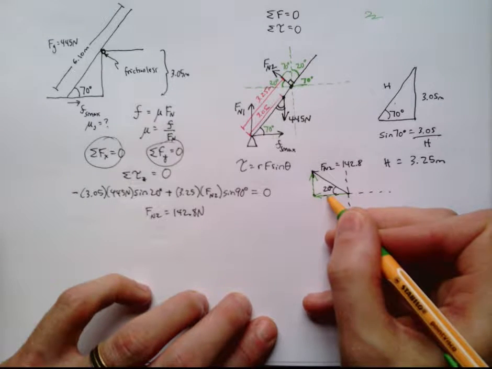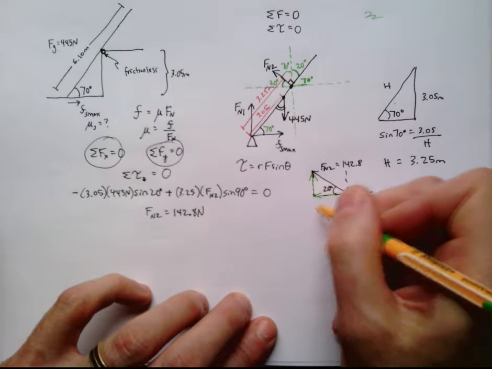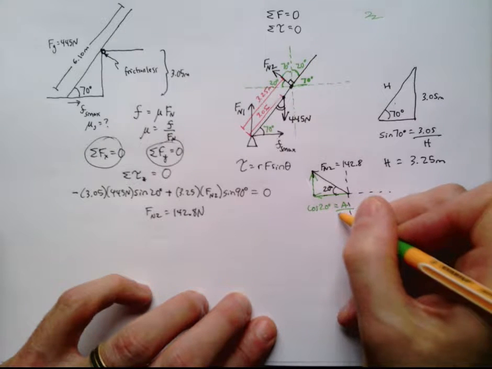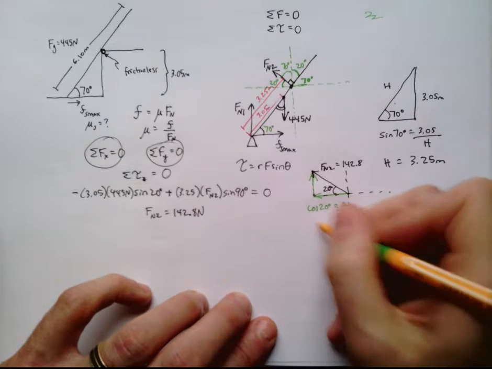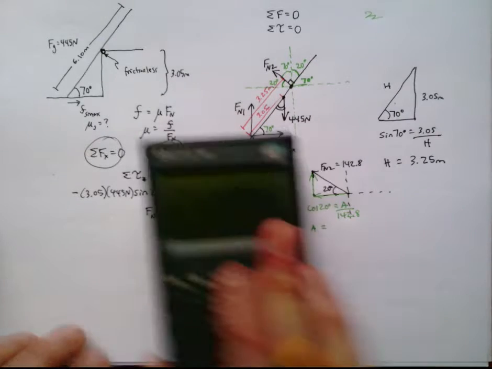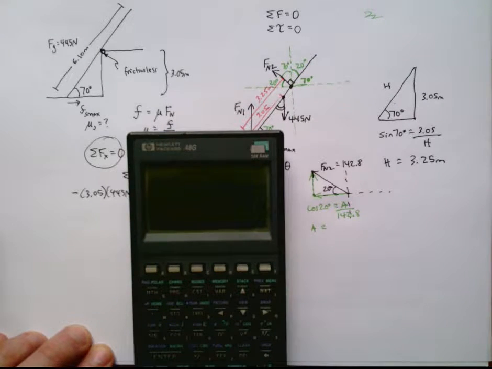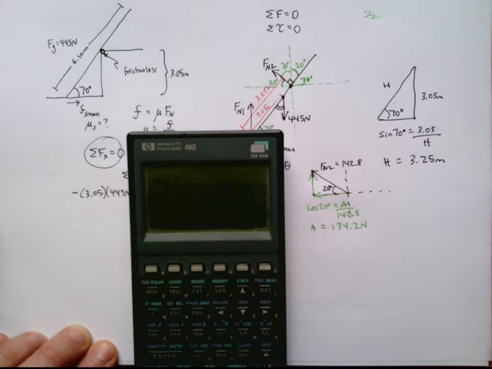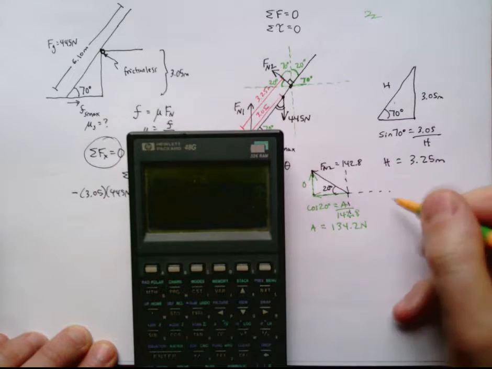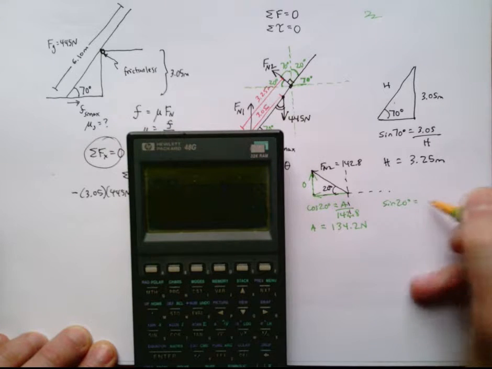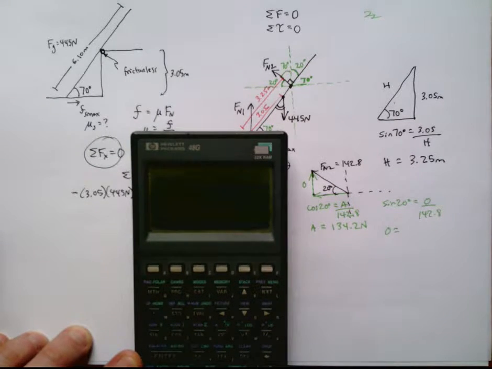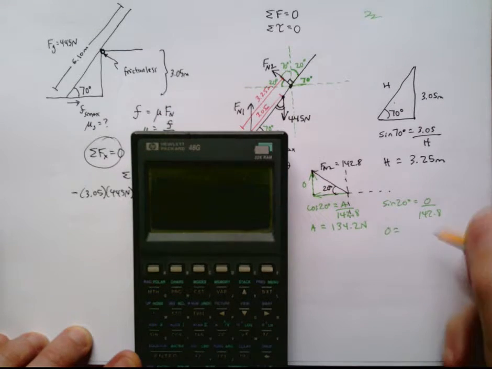Since the x component is adjacent to the 20-degree angle, I'm going to use cosine. So cosine of 20 equals adjacent divided by hypotenuse, which is 142.8. So the adjacent side is equal to 142.8 times the cosine of 20, which is 134.2 newtons. How about the opposite side? I'm going to use sine for that. Sine of 20 is equal to the opposite side divided by 142.8. So opposite is equal to 142.8 times the sine of 20, and that's 48.8.